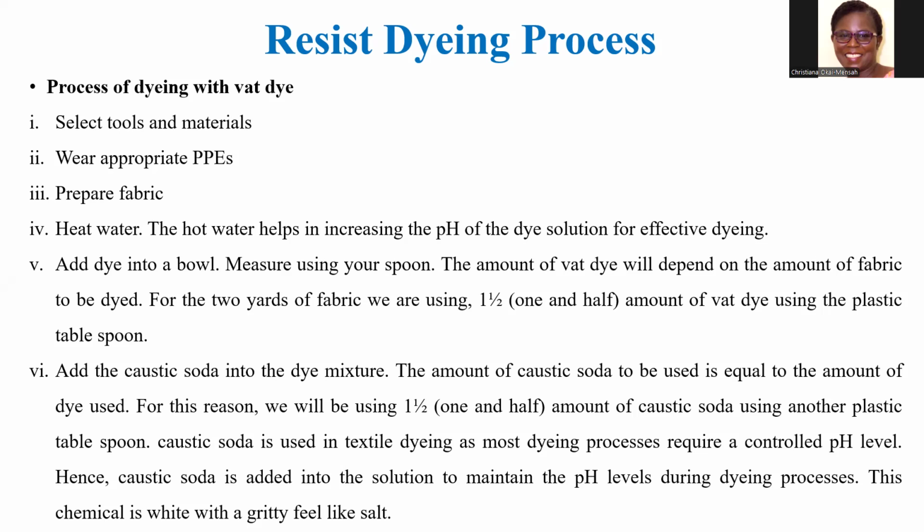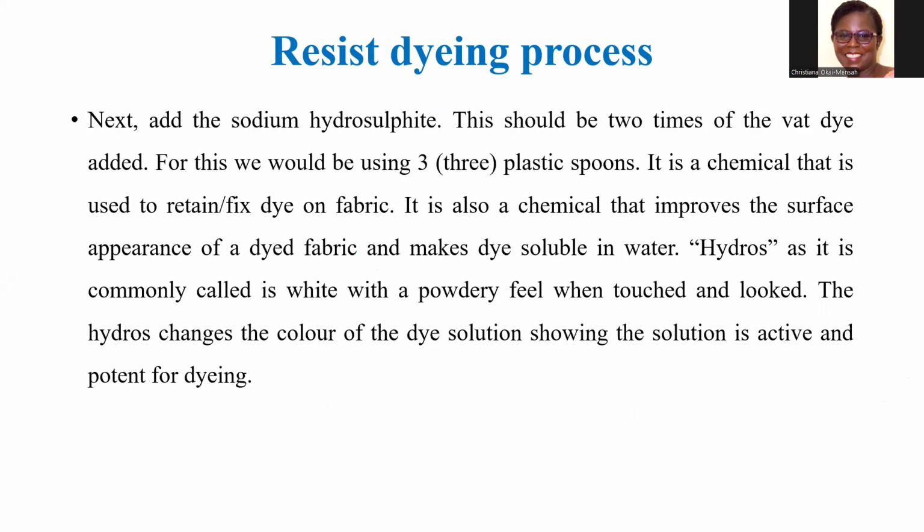So add dye into the bowl, measure using your spoon. You will do the calculations here. Okay, so add the caustic soda. After adding your dye, you stir, then you add the caustic soda. You have the simplified one here. And then next, you add your sodium hydrosulfide. So this should be 2 times the VAT dye. So that is the recipe I have given you. For this, we should be using maybe 3 plastic spoons based on the measurement that we have used.